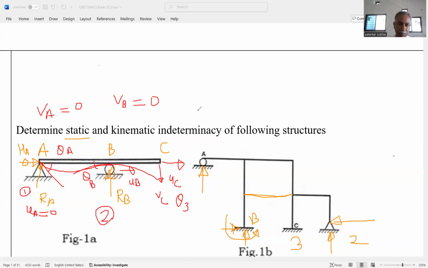Therefore, for the complete beam, the degree of kinematic redundancy, DKI, is equal to, we can say, 1 at support A, 2 at support B, and 3 at support C. So it is 1 plus 2 plus 3. How much is it? 6. So the degree of redundancy of this frame is 6.